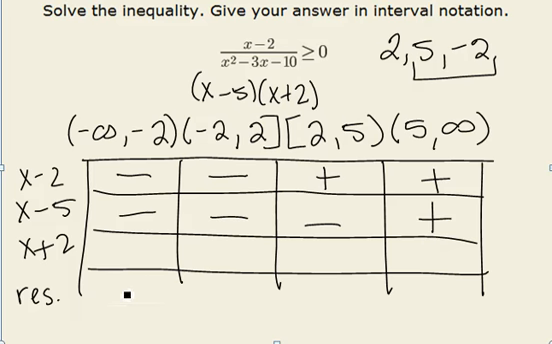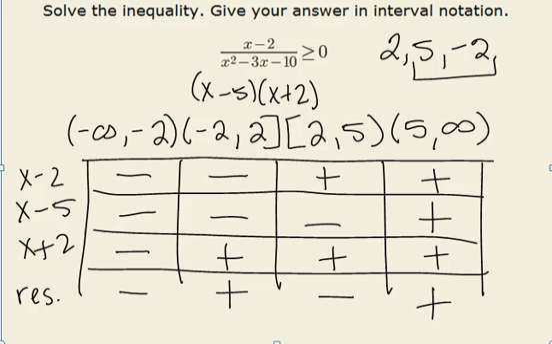For x + 2, if we plug in a number less than negative 2, we get a negative. But if we plug in numbers bigger than negative 2, we're going to have positives all the way across. So now we have negative times negative is positive times negative is negative. Negative times negative is positive times positive is positive. Positive times negative is negative. Negative times positive is negative. And all positives gives us positives.